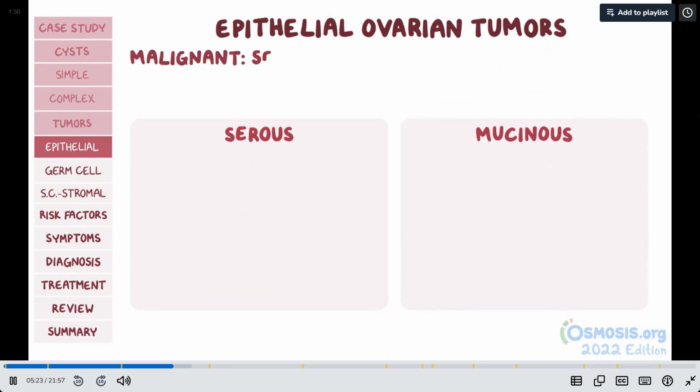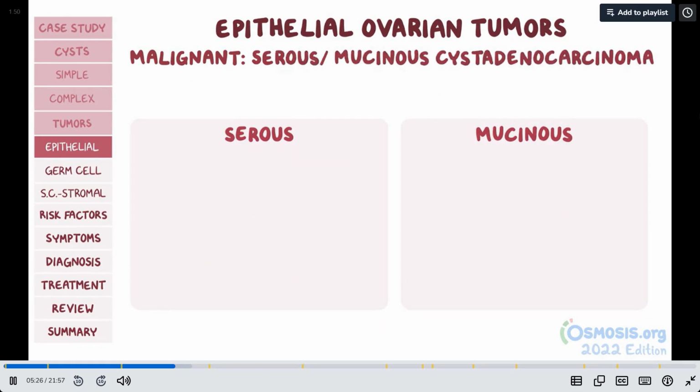The malignant type is called serous or mucinous cystadenocarcinoma. Cystadenocarcinomas have a thick, shaggy lining due to inflammation, edema, and overcrowding of the epithelial cells.